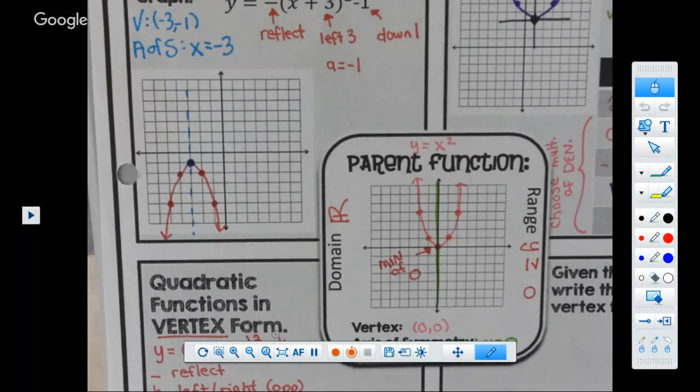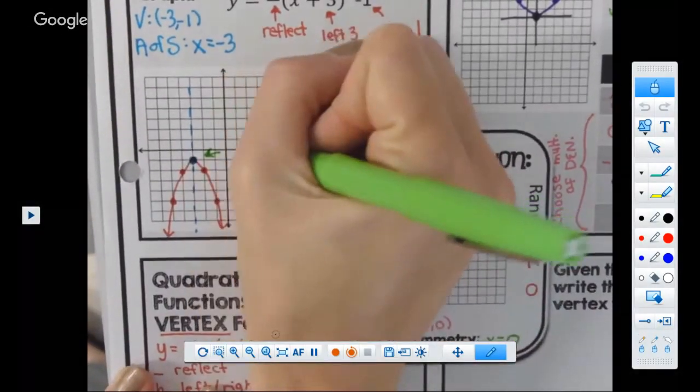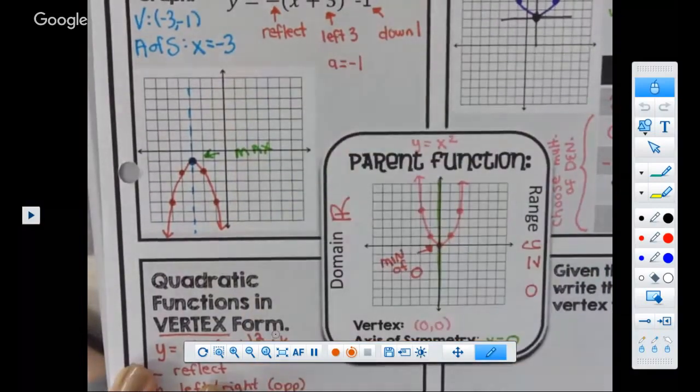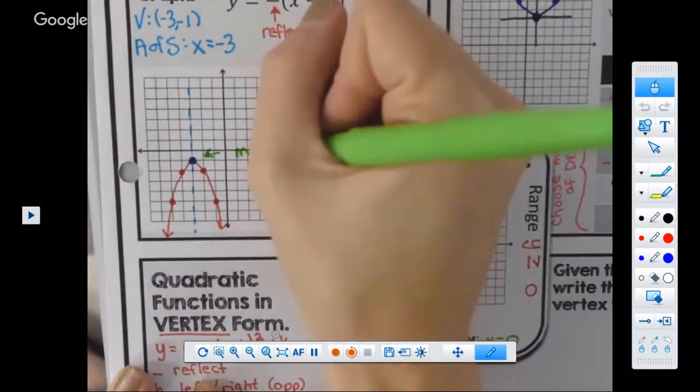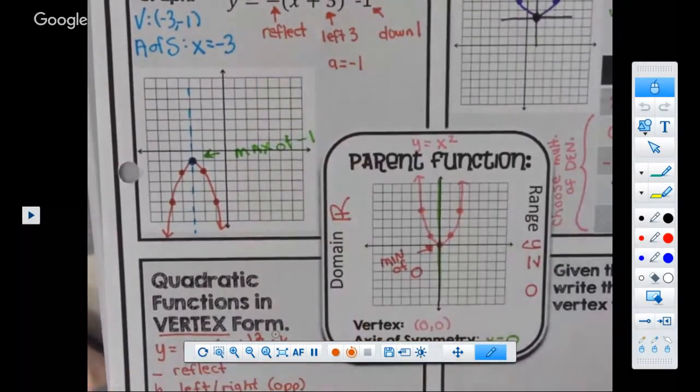Now tell me this, does this have a minimum or a maximum? Arrow to it. We're going to write max. What is the maximum value? What's the highest this graph can get? -1. Okay, so I showed you one that had a minimum. If it opens up, it has a minimum. If it opens down, it's going to have a maximum.